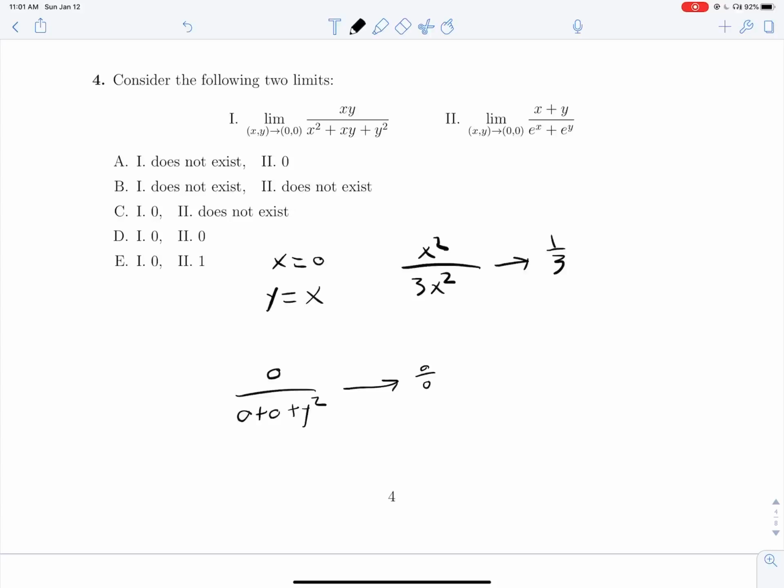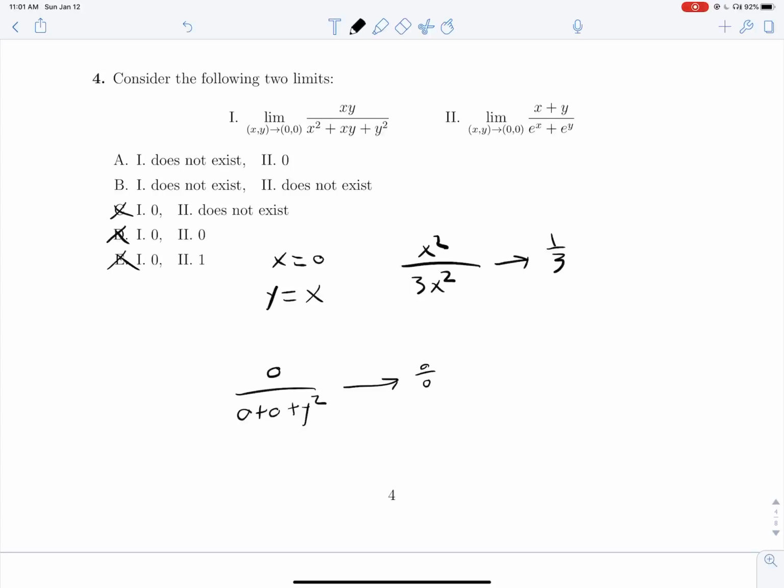So because we applied the two-path test and we saw that given two different paths, our function approaches different values, therefore the overall limit in 3D space cannot exist. So that brings us down to A and B. And if you couldn't figure out this one over here, you can just apply the general trend of one existing and one not existing to find our correct answer, which is A.